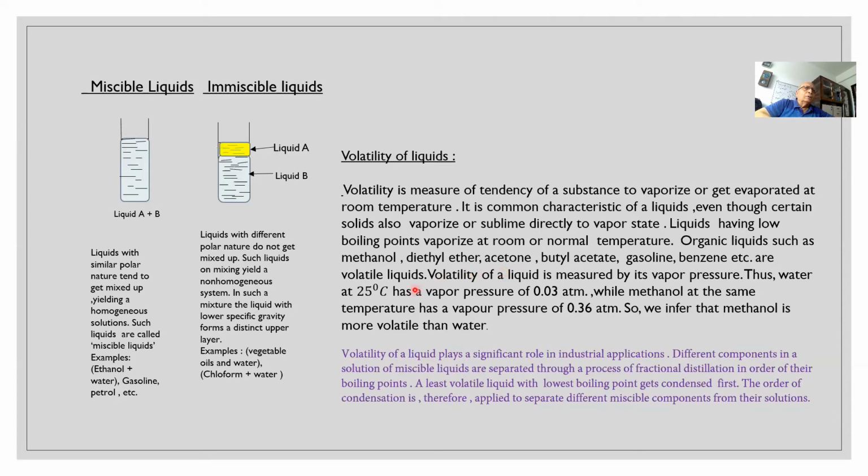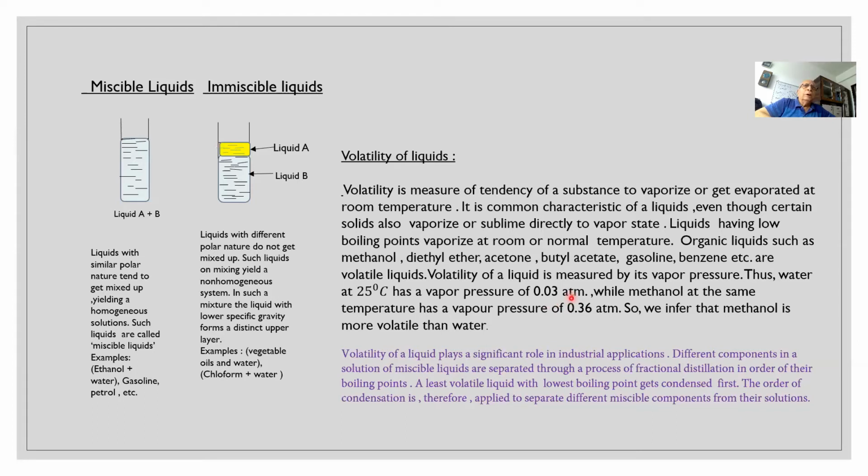Even if the temperature is much less than the boiling point, but at a slower rate. And the rate of vaporization is measured by vapor pressure. For example, there is an experiment, some data is here, where at 25 degrees Celsius, at room temperature, the vapor pressure of water is 0.03 atmosphere.